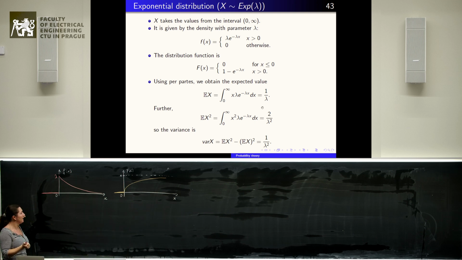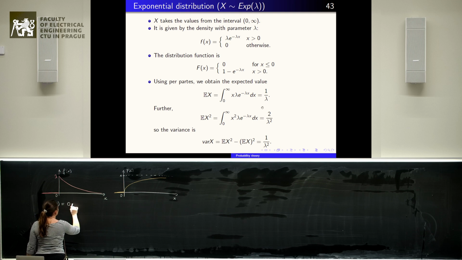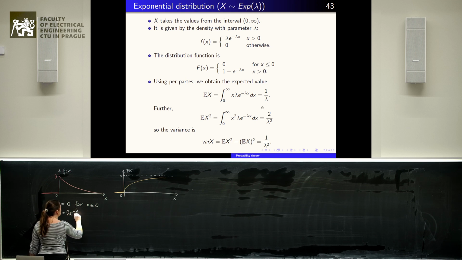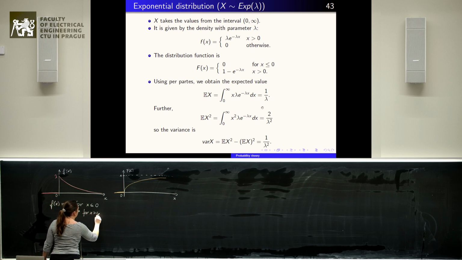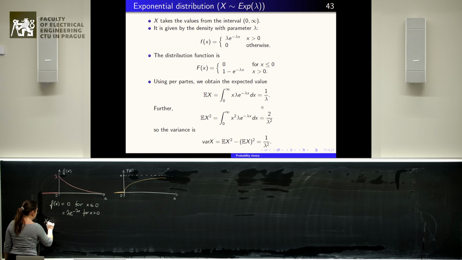And this function in a general form is 0 for x less than or equal to 0, and for positive x, it is of the form lambda times e powered by minus lambda x. Because the exponential function plays the main role in the density and also in the distribution function, this distribution is called exponential distribution, and it is given by one parameter lambda.